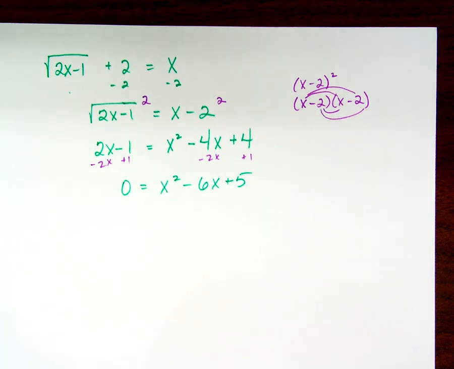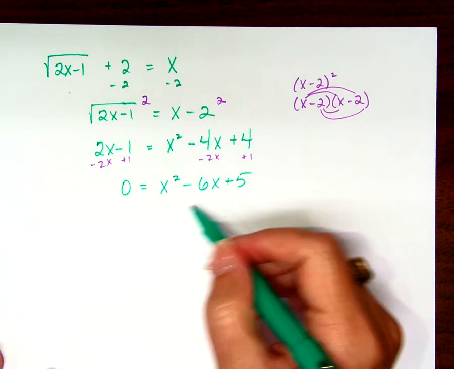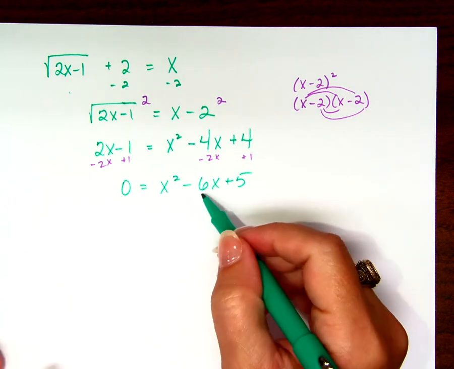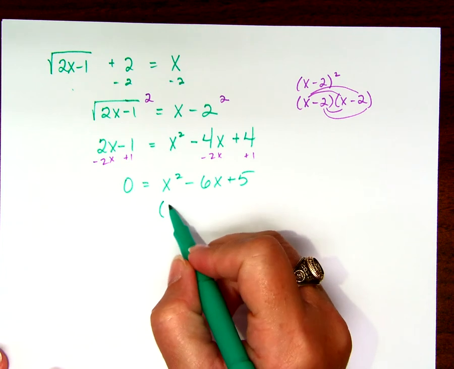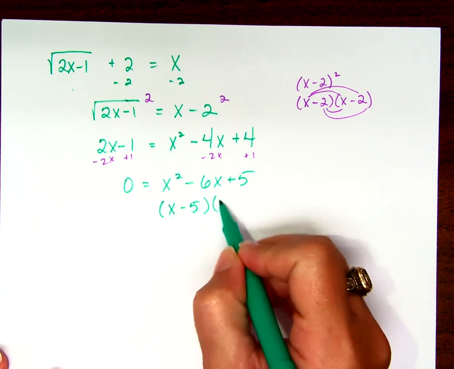How many different ways do you know how to solve this quadratic? I think 5, right? Which way would you like to choose? Factoring? Okay, so AC is 5, B is negative 6. What multiplies to be 5 and adds to be negative 6? Negative 5 and negative 1.